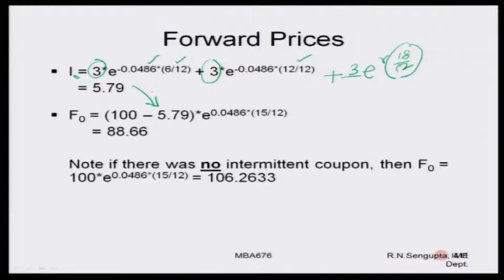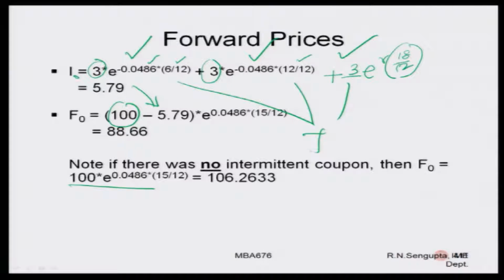So, note if there is no intermittent payment, the value of the forward would be this. That means, this 100 multiplied by e to the power t, but now as intermittent payments are being made, you convert everything to I0, subtract that from S0, and try to find it out.